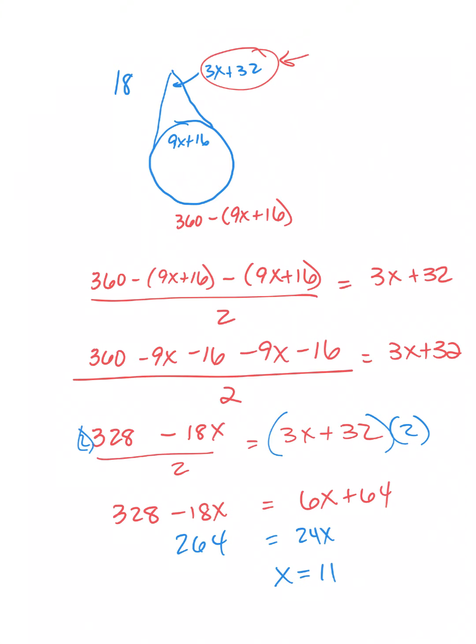X equals 11, but that's not the question. The question is, how much is the angle measure? Well, the angle measures 3 times 11 plus 32, which is 33 plus 32, which is 65.